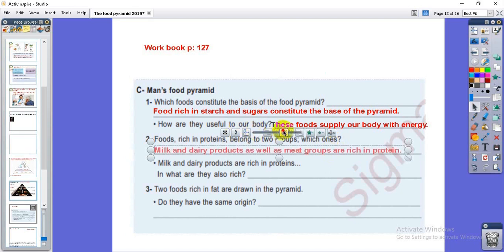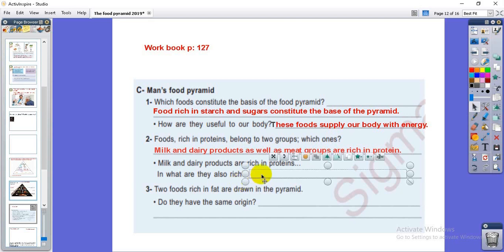Excellent. It's the milk and dairy products as well as meat groups that are rich in protein. Now, milk and dairy products are rich in proteins. In what are they also rich other than proteins? Do you remember? They are rich in mineral salts like calcium.